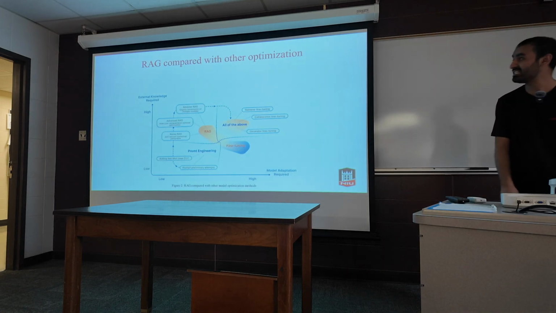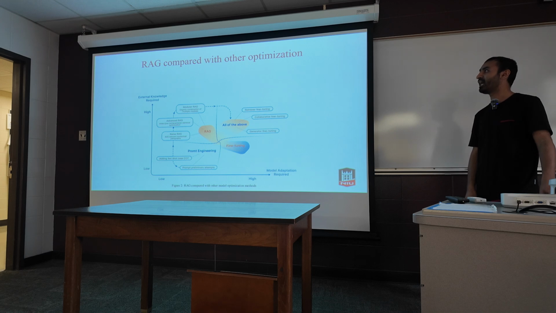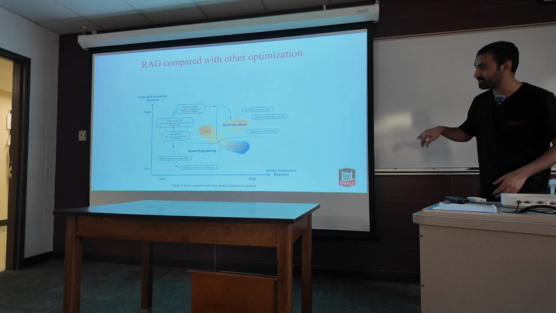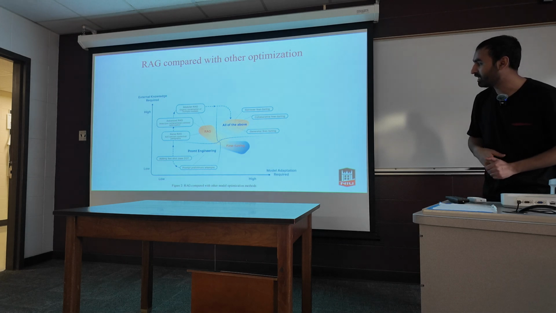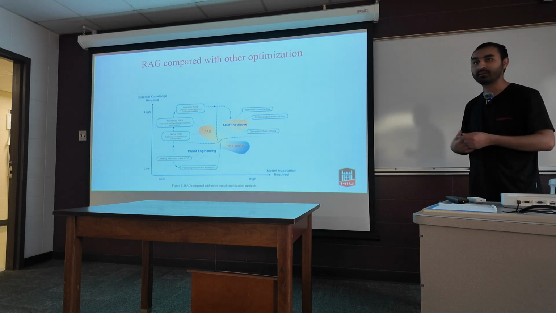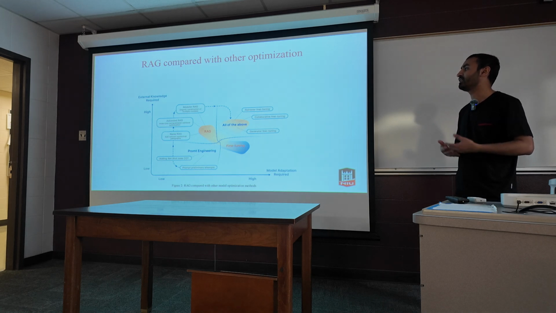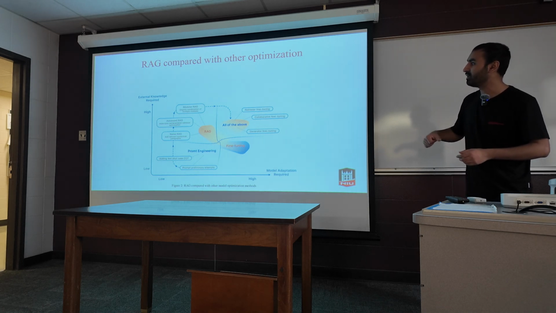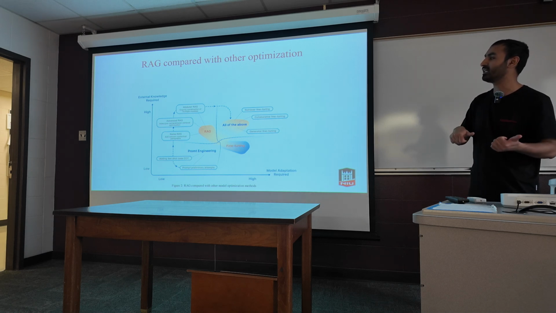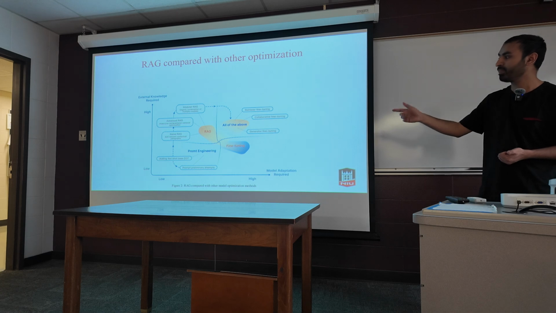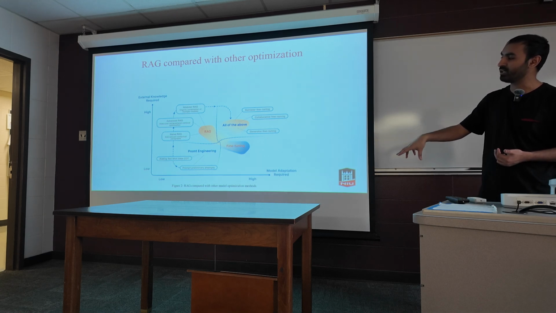So this is the RAG compared with other optimizations. In terms of optimization, we can say that the x-axis is how much model adaptation is required, and the y-axis is how much external knowledge is required. In earlier slides, I mentioned that there are 3 types of RAG: naive RAG, advanced RAG, and modular RAG. So it starts from the lower part.